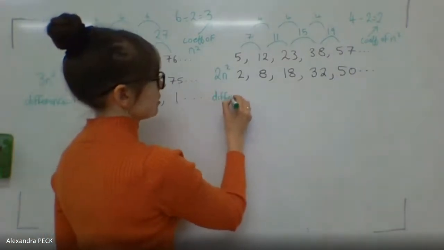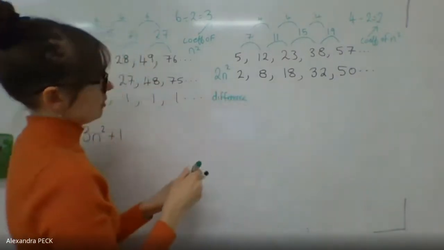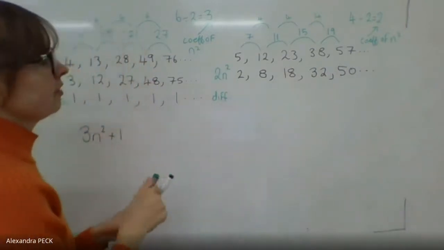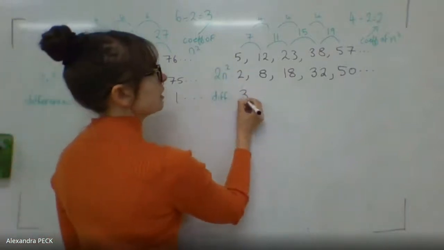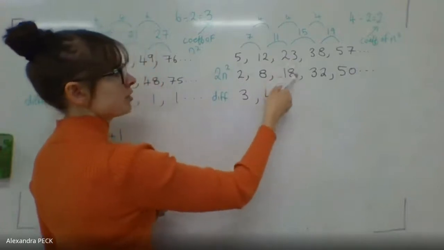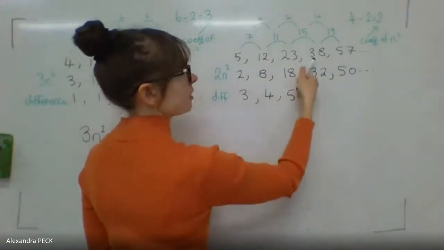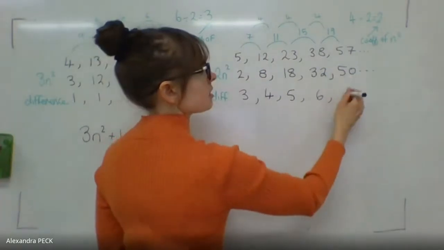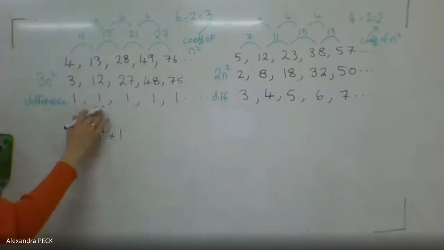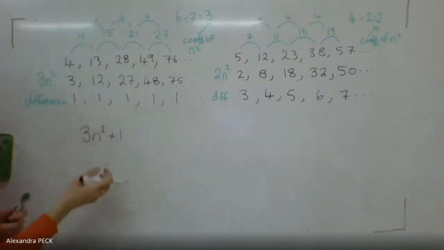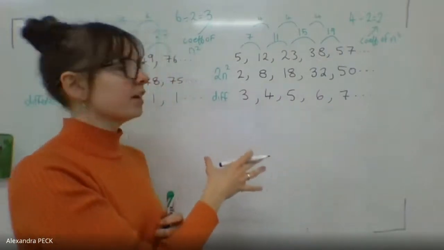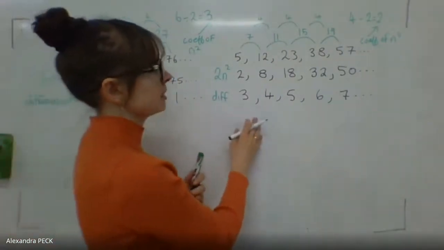And then remember, we find the difference between 2n squared and our sequence. So we find the difference. I'm just going to write diff because I've not got enough space there. So that's the difference. So 5 take away 2 is 3. 12 take away 8 is 4. 23 take away 18 is 5. And here we've got a difference of 6 and a difference of 7. Well, in the first example, we had 1, 1, 1, 1, 1. That was easy. The difference was just 1. Here, our difference is forming a sequence. So we need to find the nth term of this sequence.